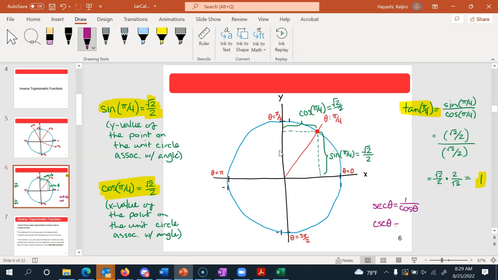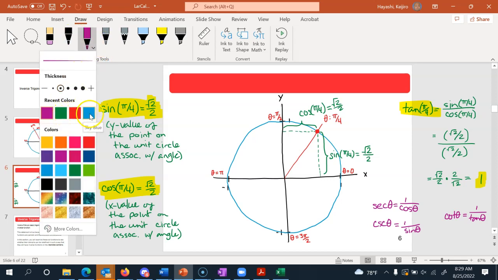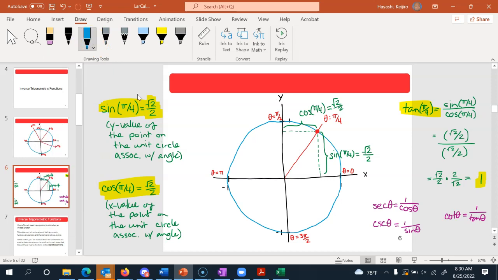The cosecant of an angle is 1 over the sine. And the cotangent is 1 over the tangent. So if you just wanted a quick way to think about these, the sine is the y, cosine is the x, and the tangent is y over x.